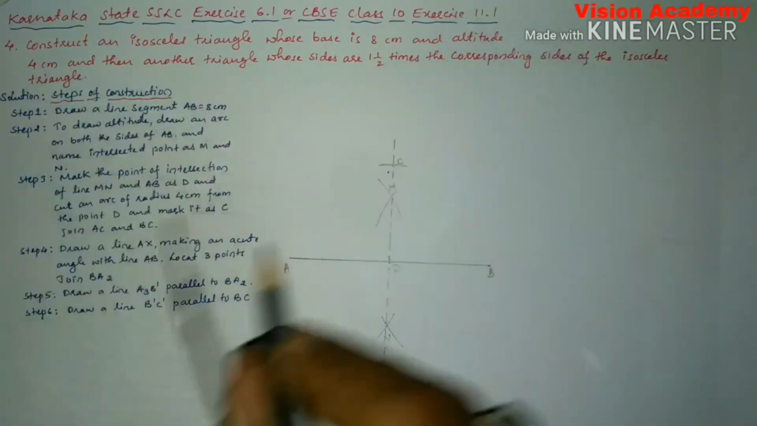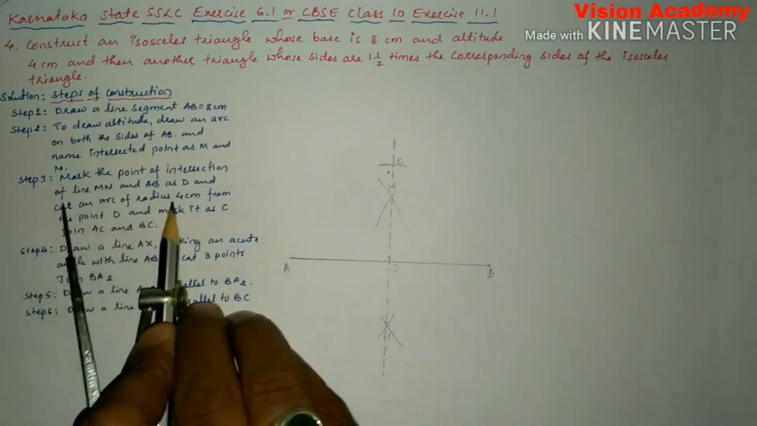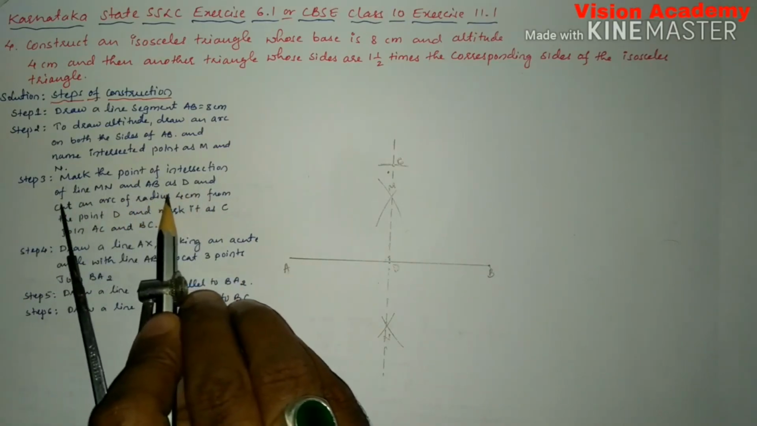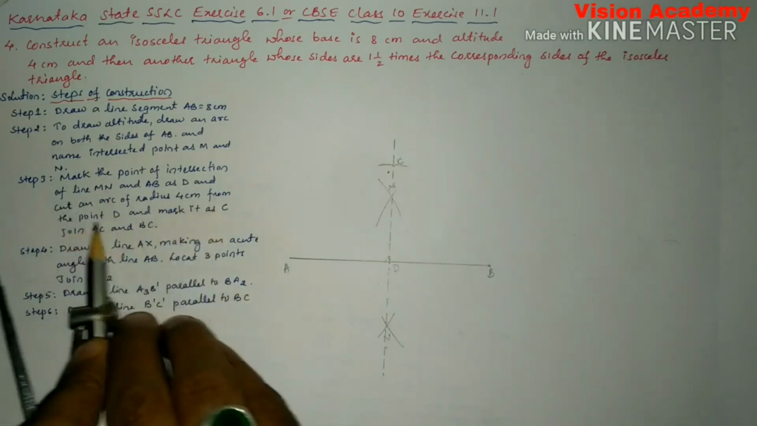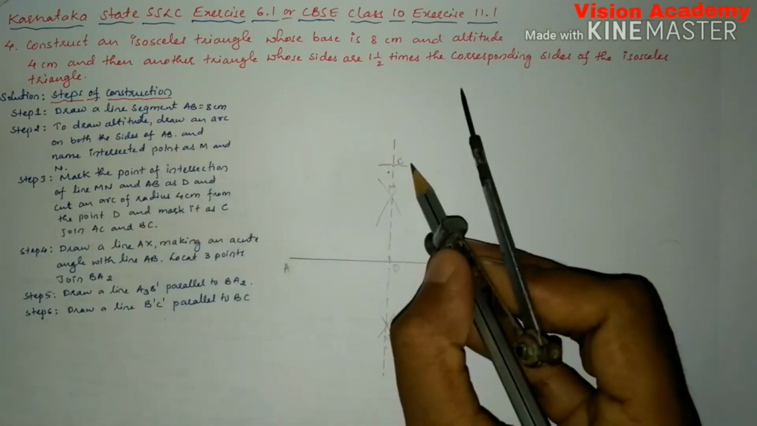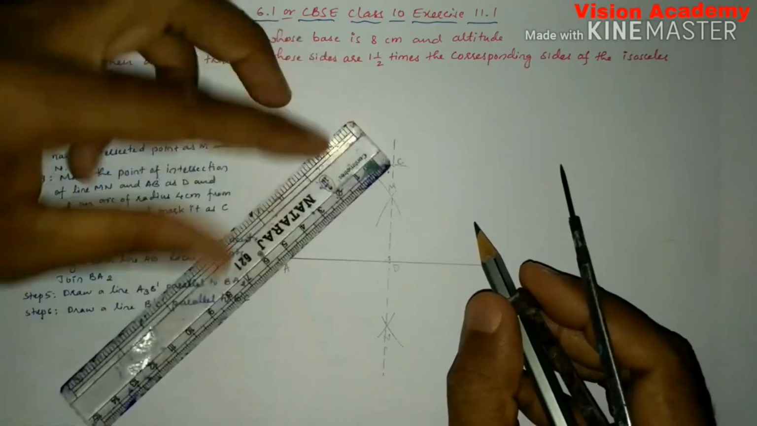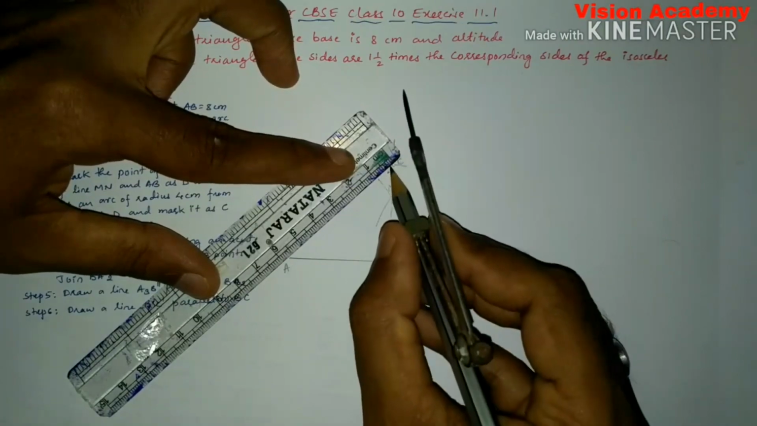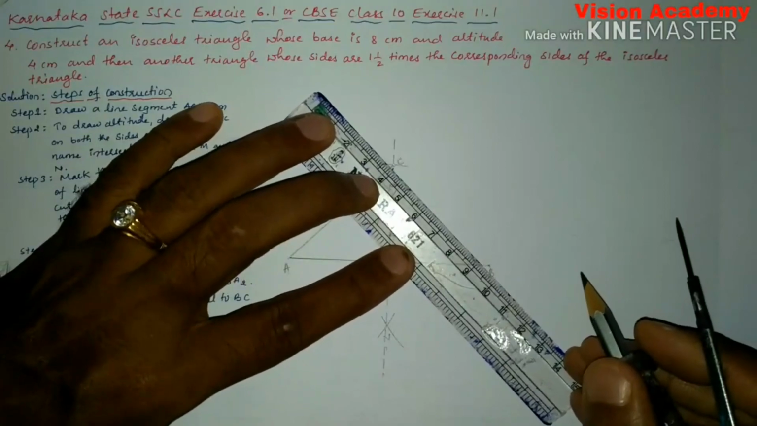Now we'll move on to the next step. You can see here, mark the point of intersection of MN and AB as D, and cut an arc of radius 4 cm from the point D. We have already cut this mark and marked it as C. Join AC and BC.